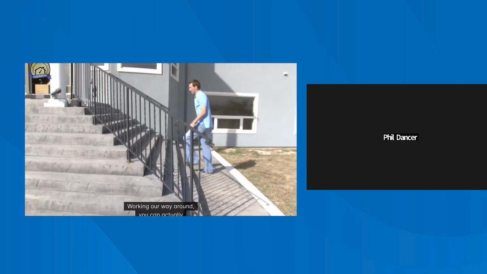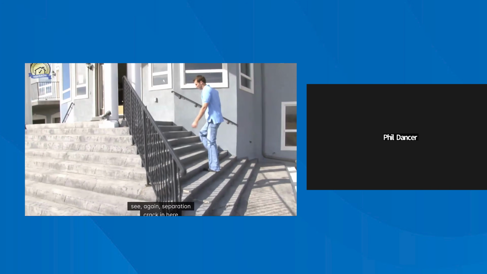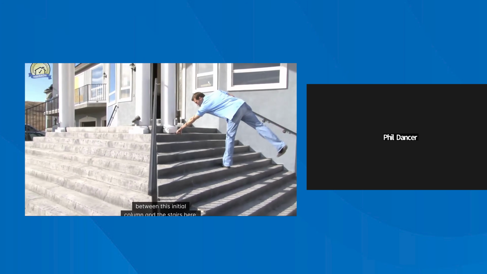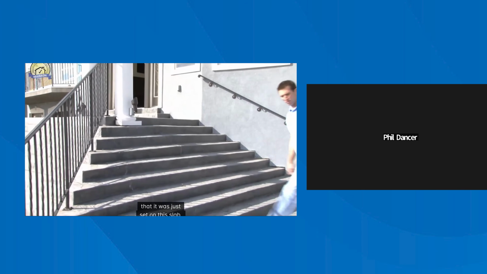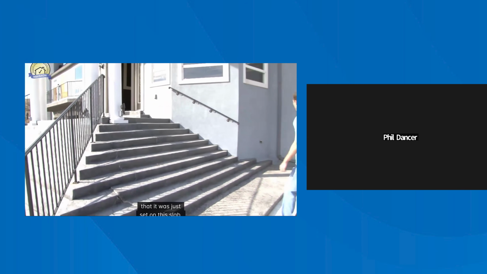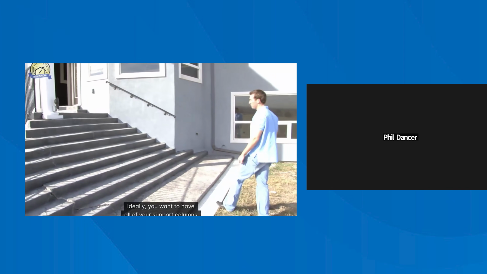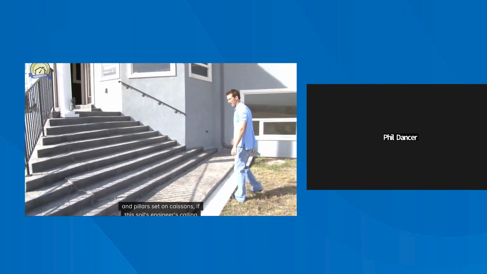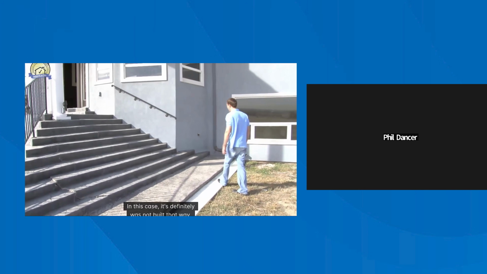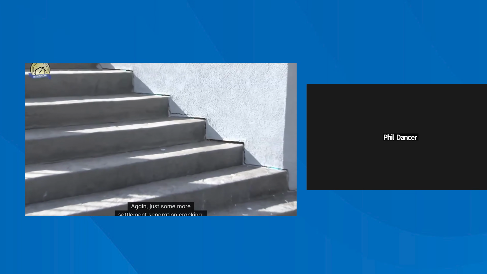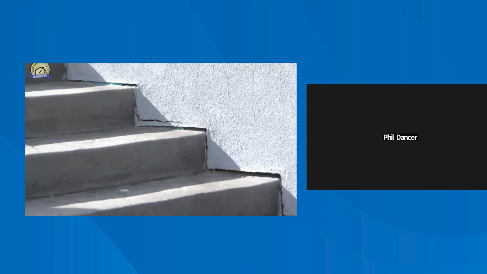Working our way around, you can see again separation cracking here between this initial column and the stairs, again indicating that it's most likely not set on a caisson, that it was just set on this slab. Ideally, you want to have all of your support columns and pillars set on caissons if the soils engineer is calling for caissons. In this case, it definitely was not built that way. Again, just some more settlement, separation cracking.